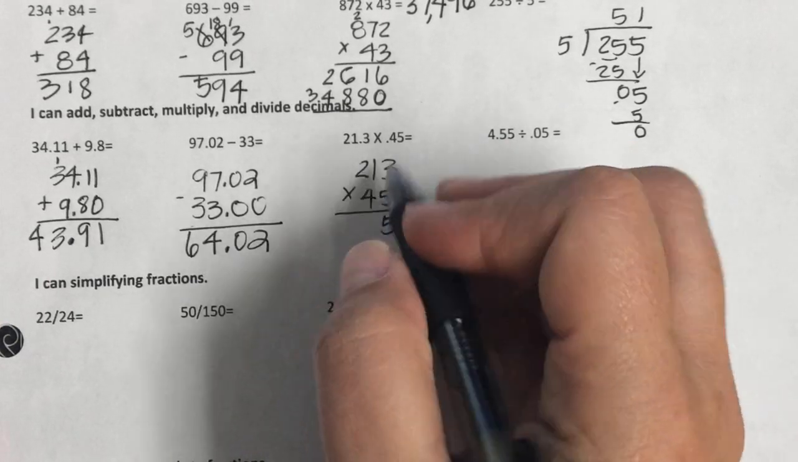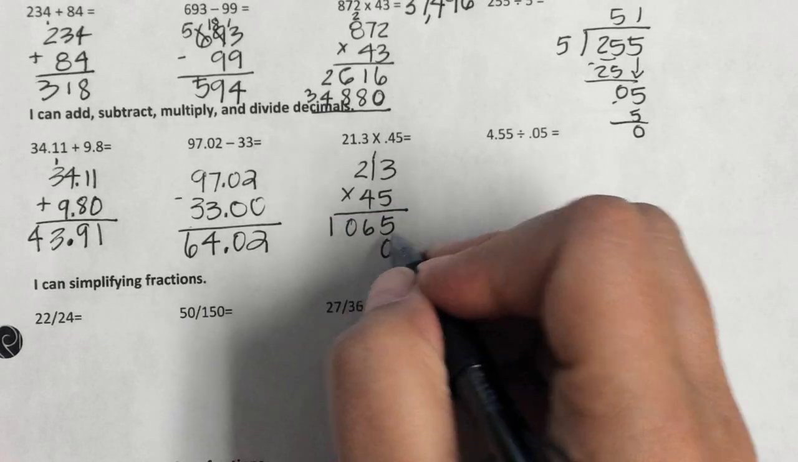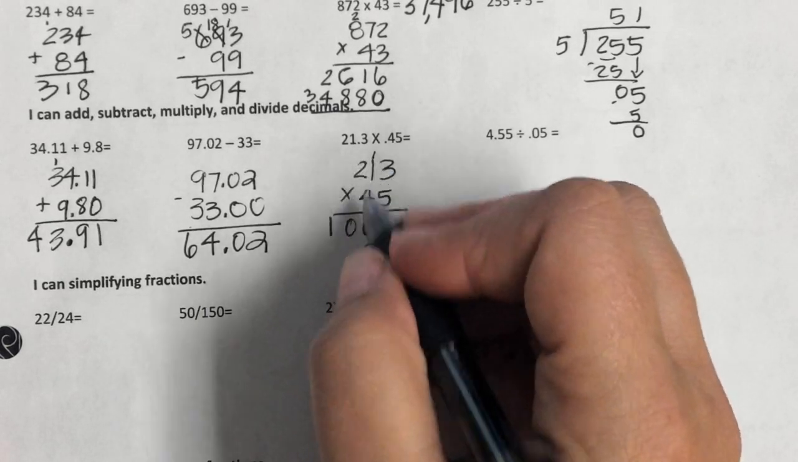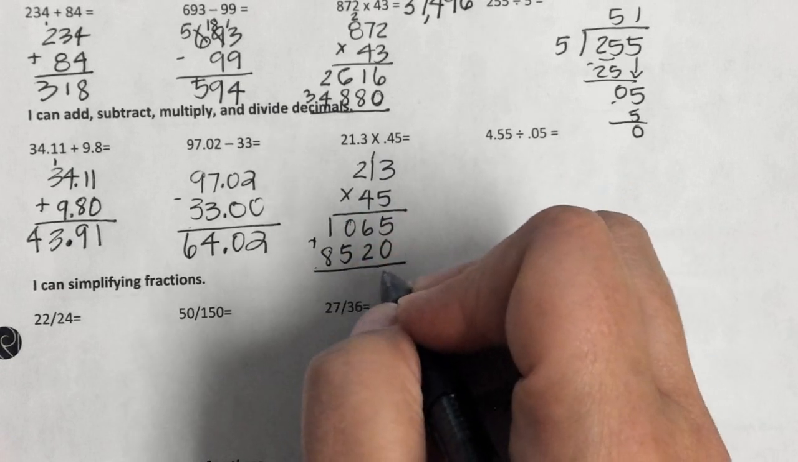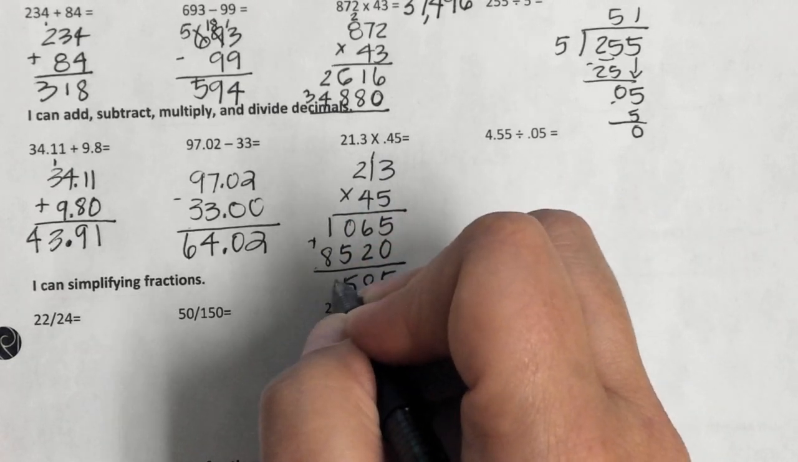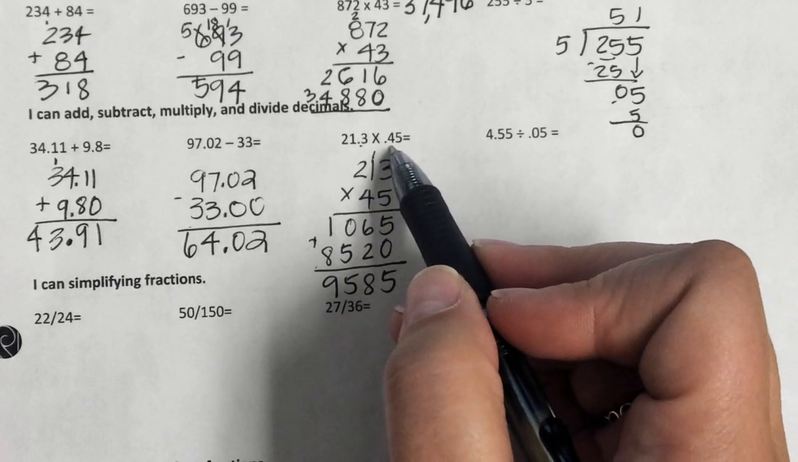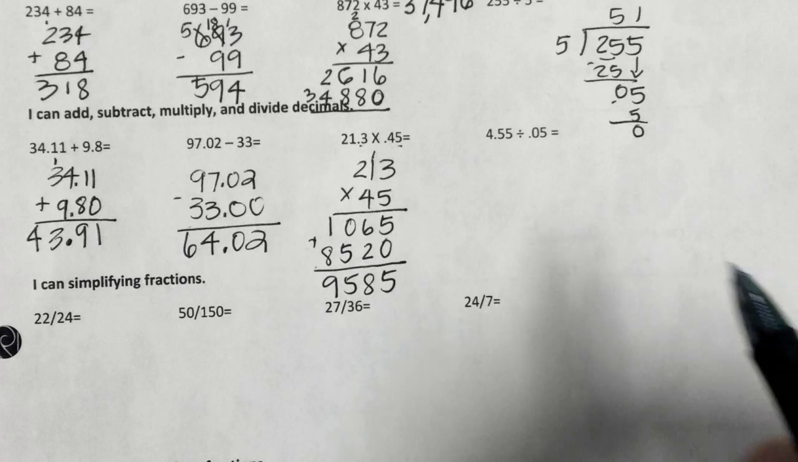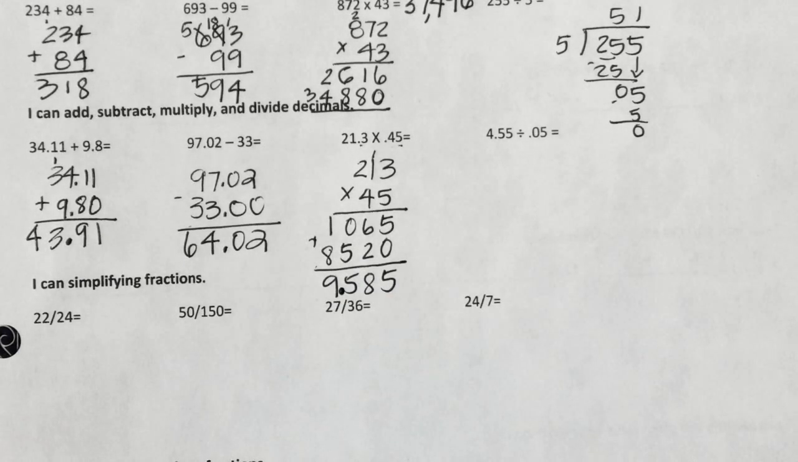5 times 3 is 15. 6, 10. Put my placeholder. It's 12, 5, 8. When I add these together, 5, 8, 5, 9. How many decimal places do I need? 1, 2, 3. So move it back 1, 2, 3 places, and it'll be 9 and 585 thousandths.